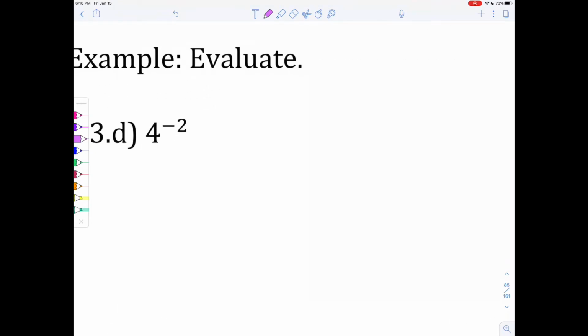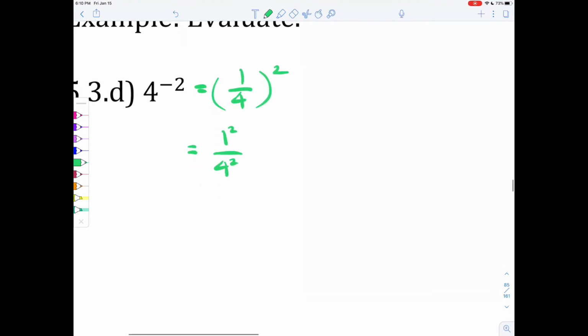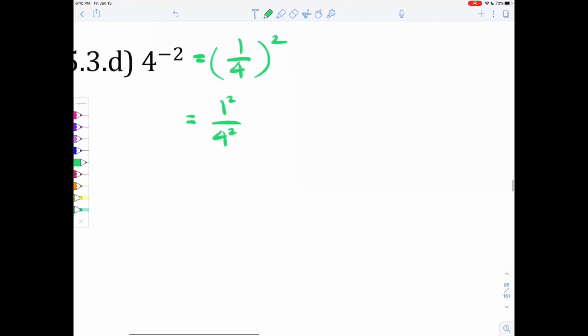When we look at something like this, 4 to the power of negative 2, we can rewrite it with a positive exponent. We can say that we're dealing with 1/4 to the power of positive 2, and then apply that to both the top and bottom: 1 squared over 4 squared. Then we evaluate each, making sure there are no exponents in our final answer. 1 squared is 1, and 4 squared is 16. So 4 to the power of negative 2 is 1 over 16.